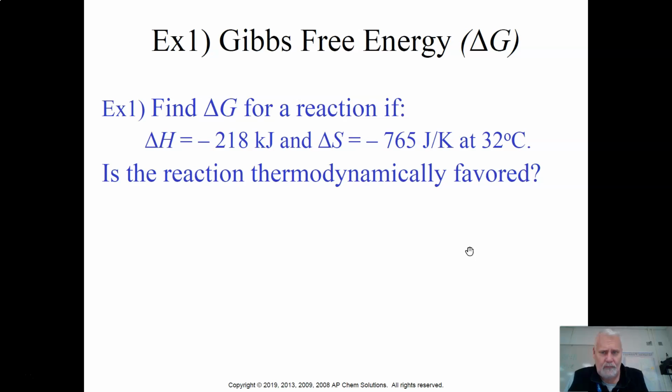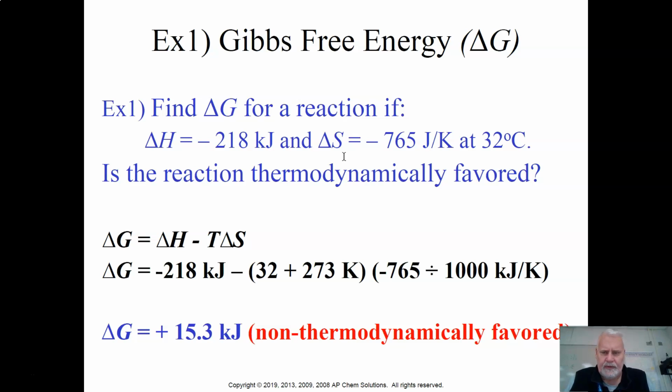Given this exothermic reaction, but entropy-wise, it is showing a negative value. So is the reaction thermodynamically favored? It's not going to jump right out at you. Now remember I had said that delta S is going to be given in joules, so make sure you fix that when you're doing the problem. But what you can do now is simply plug that into the Gibbs free energy equation. So hit the pause and see how you can do.